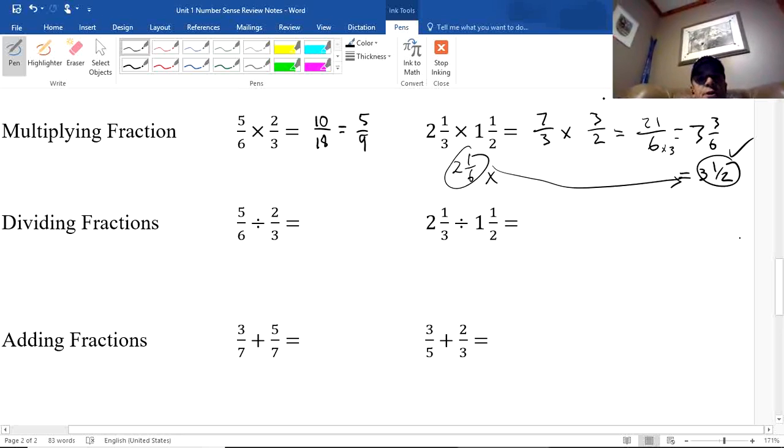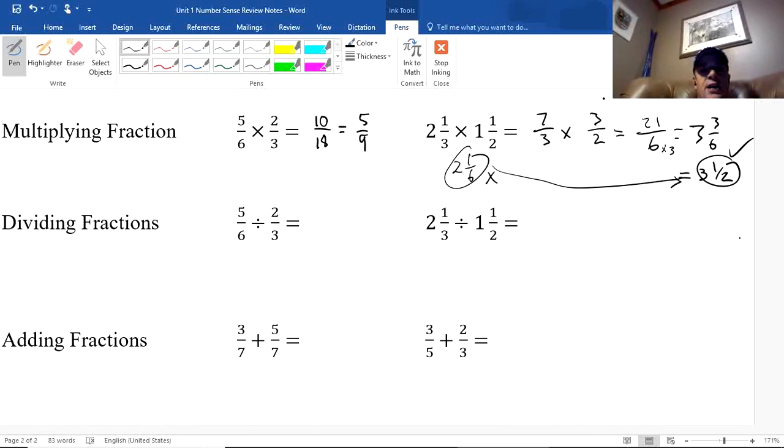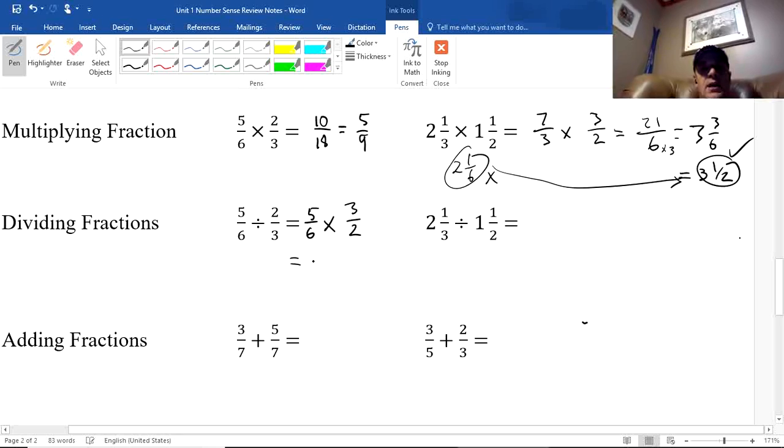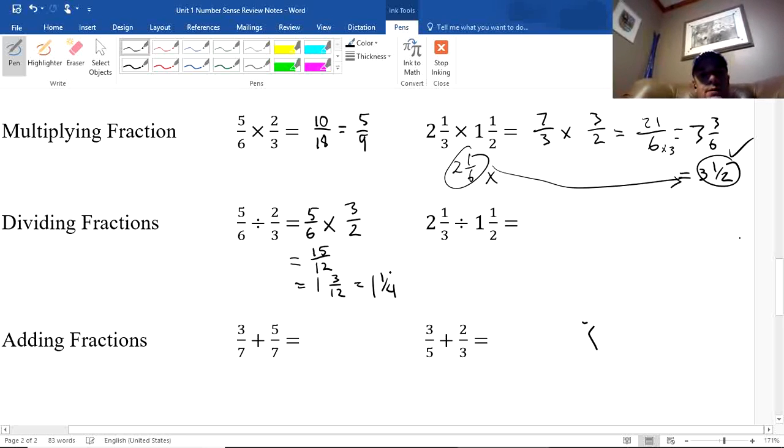When we do division, some slight changes here. So we have 5 over 6. We must convert this to a multiplication question by flipping the back number, which is 3 over 2. And that equals, now I can do the multiplication. That's 15 over 12. And if I convert that to a mixed fraction, 12 goes in once with a remainder of 3, so you have 1 and 3 over 12, which actually equals 1 and 1/4, right?